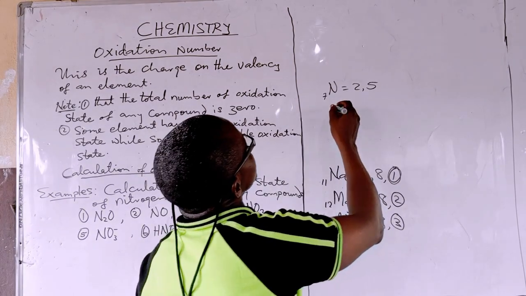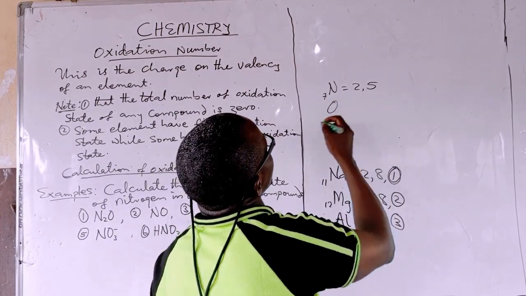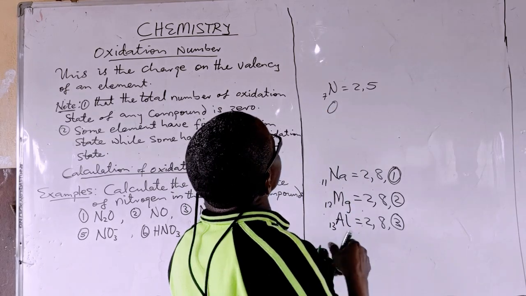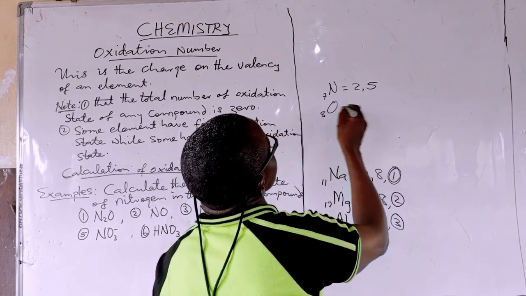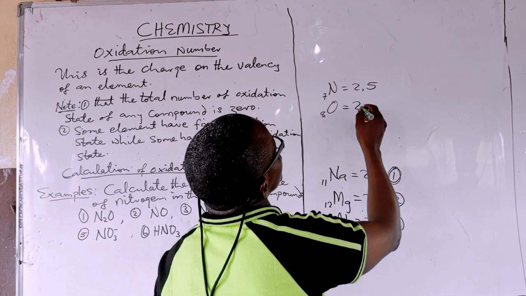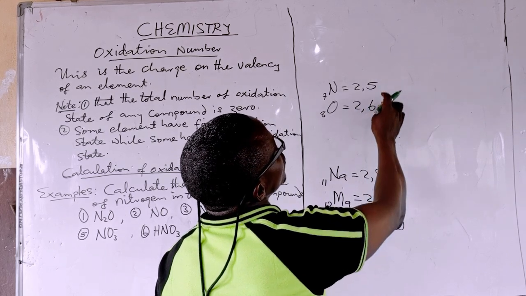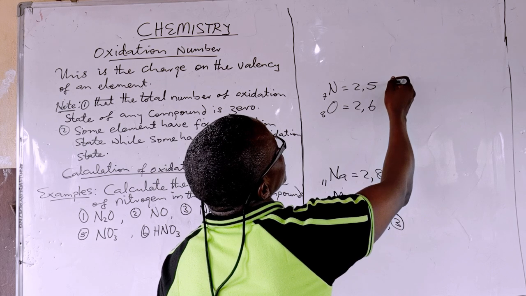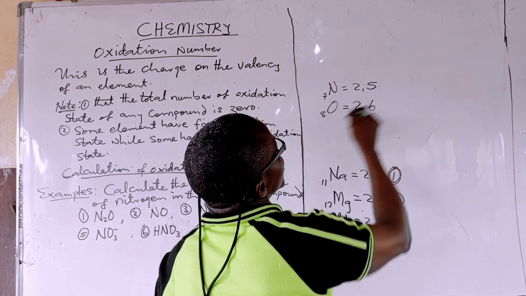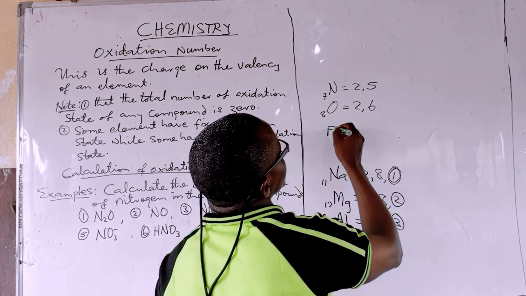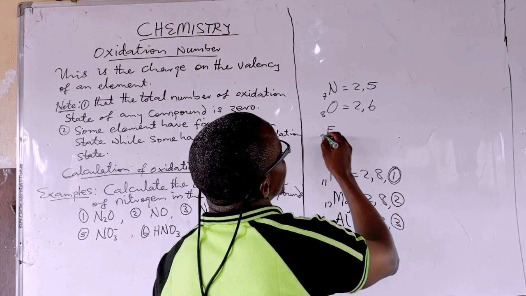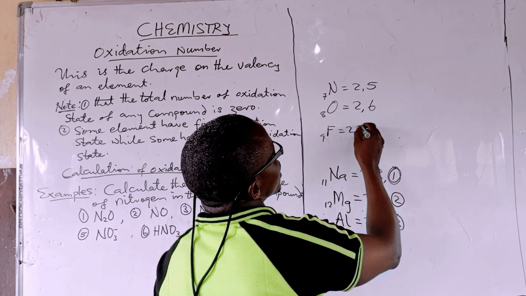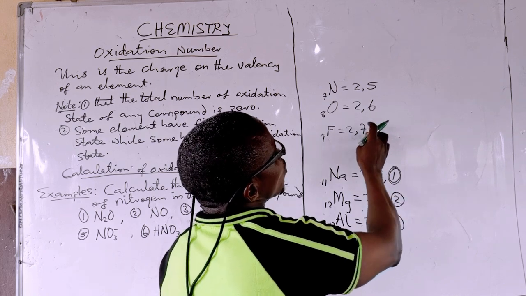The one that has O, like oxygen, which is 8. You have 2 here, 6 left. It will borrow 2. So this one will need 3. This one will need 2. Like fluorine. Fluorine is 9, and it will be 2 and 7. So this one will need 1.